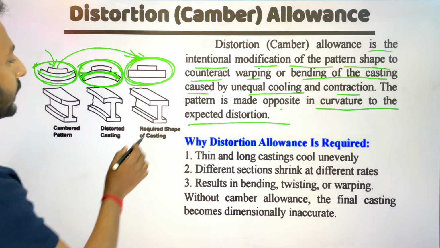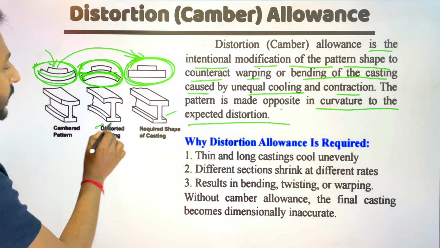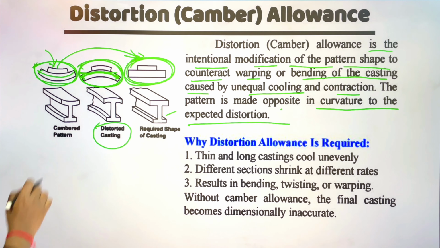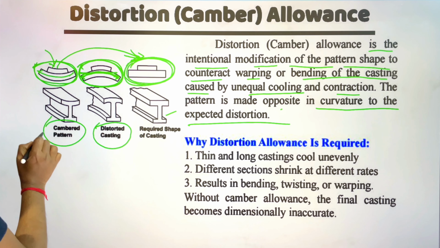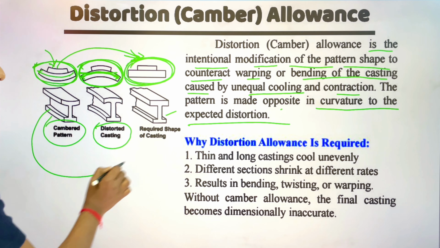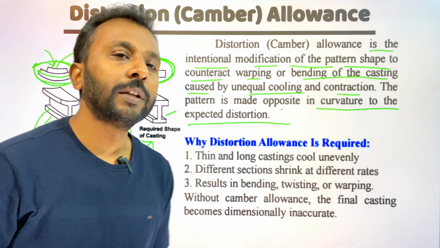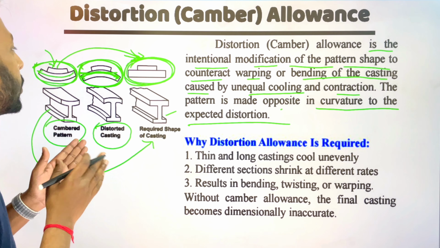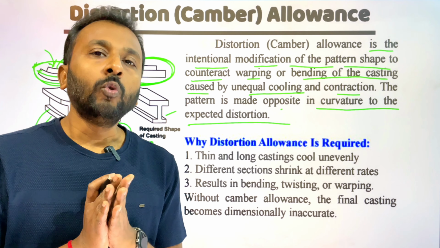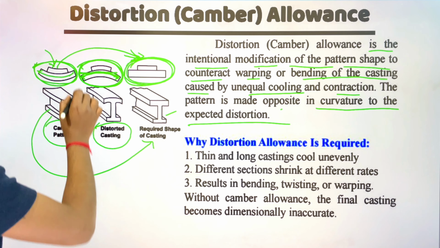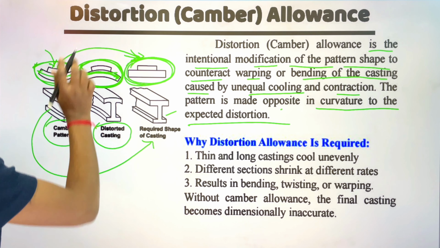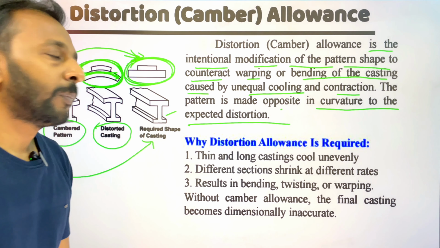So we can see this is the required shape, this is the defective casting product, and this is the cambered pattern, and after the cambered pattern we get the required shape of the casting. This is the distortion or camber allowance. So why is it called distortion allowance and why is it required? Because we are distorting the pattern to compensate for the defects occurring in the casting operation.